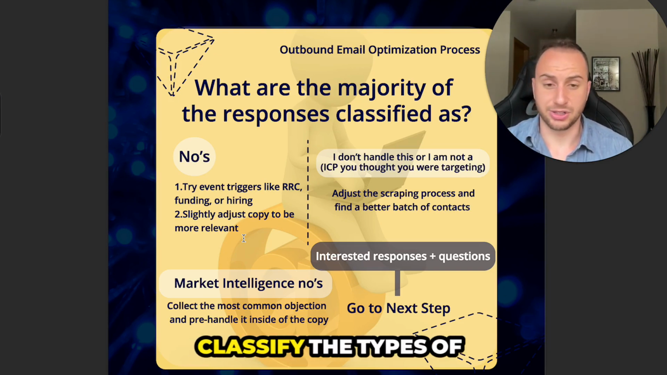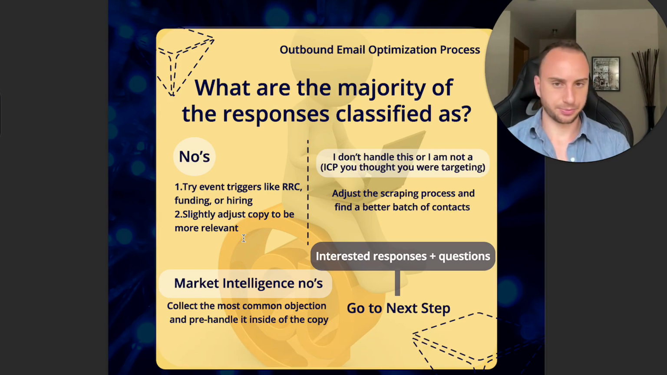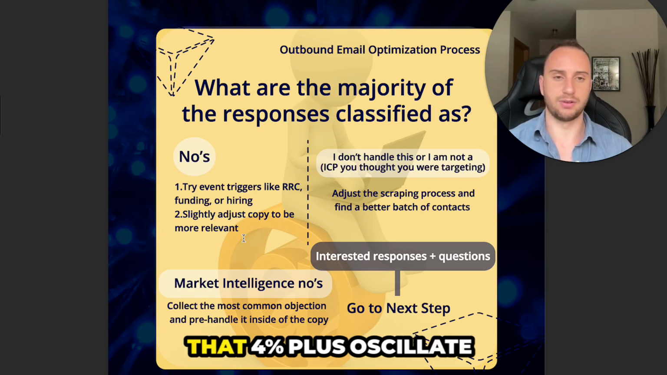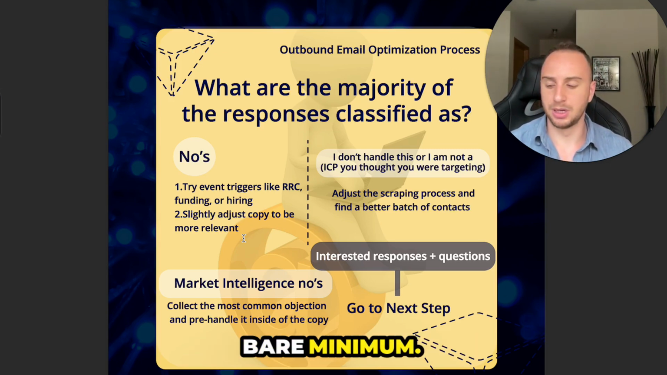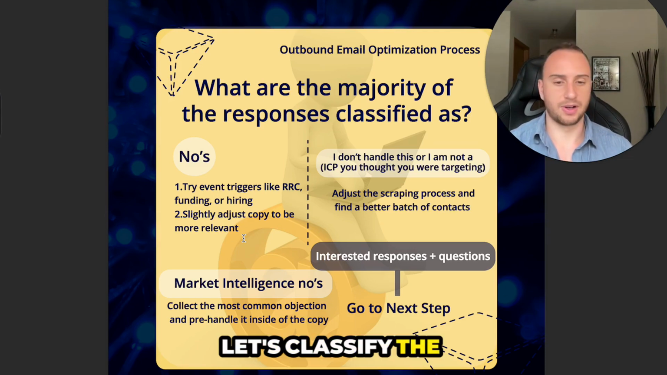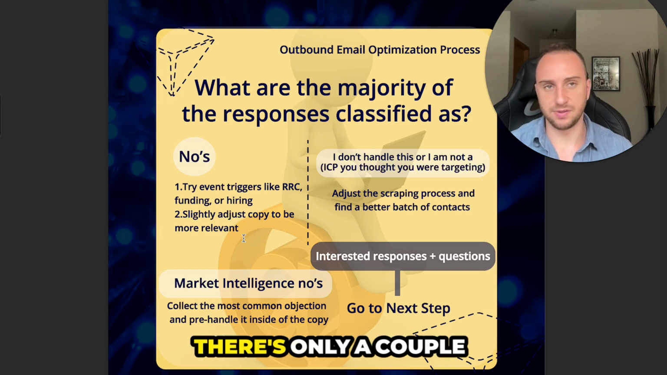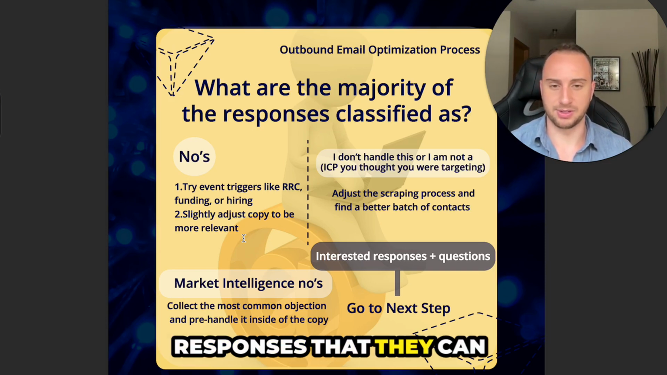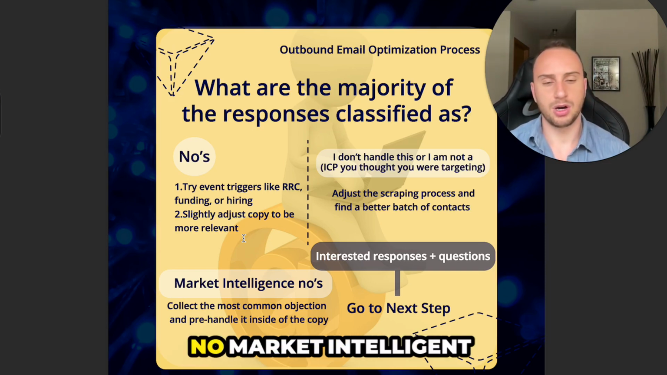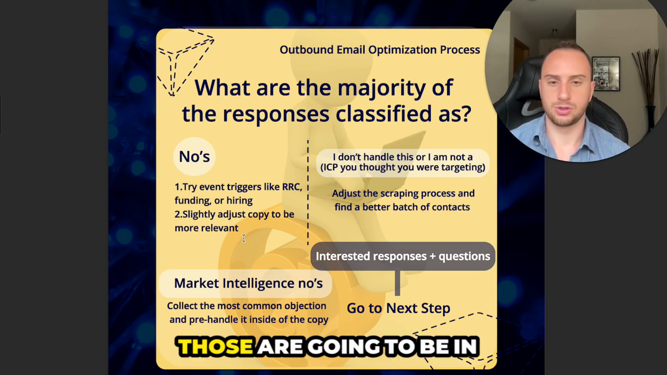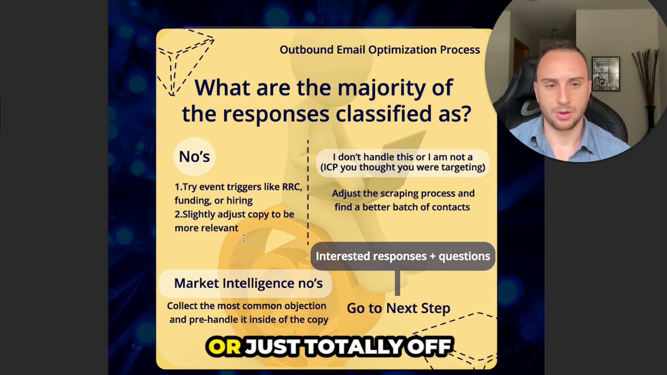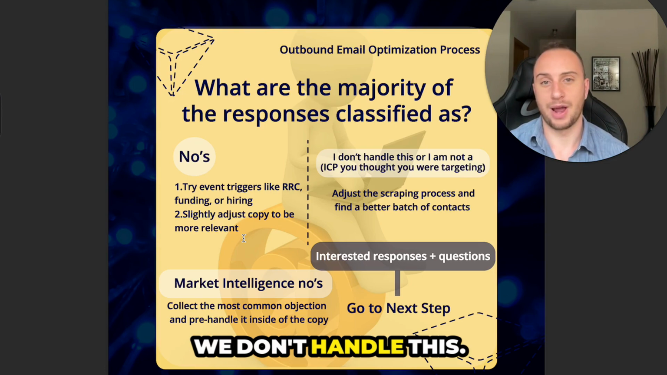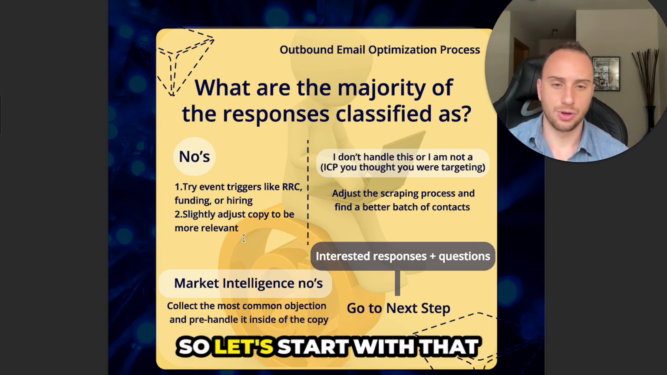So now let's actually classify the types of responses. If you're getting a high response rate, that 4% plus, and honestly it should be higher than 4%, but that's like that bare minimum. Let's classify the responses now. If they're not positive, there's only a couple different types of responses they can be. People telling you no, market intelligent no's, those are going to be in a similar boat, and I'll explain a bit. Or just totally off, where it's like, I don't handle this. So let's start with that one.